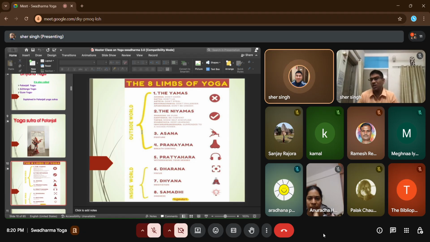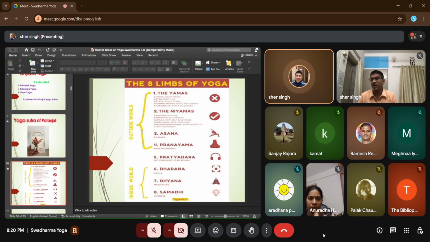Then Santosha. Santosha means contentment. Always practice contentment. Then Tapas. Tapas is self-discipline. The asana which we are doing is some type of tapas. It means physical austerity, mental austerity, dedication.